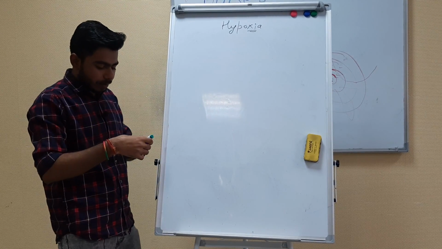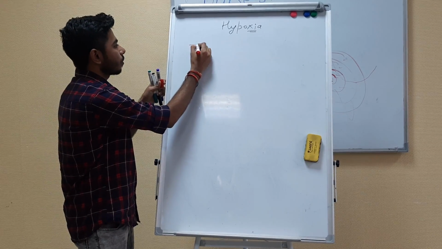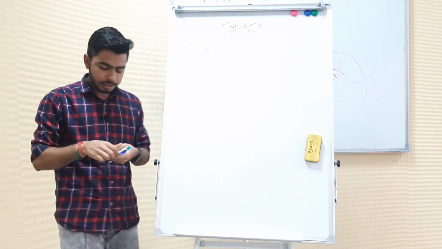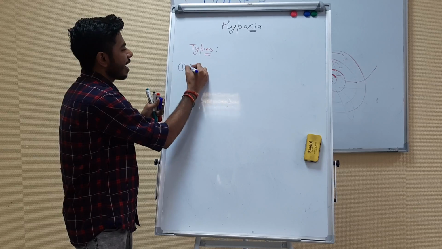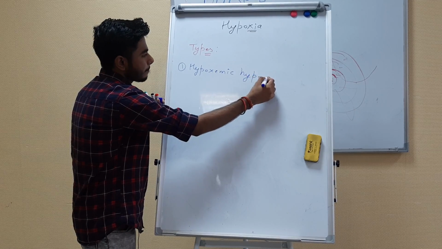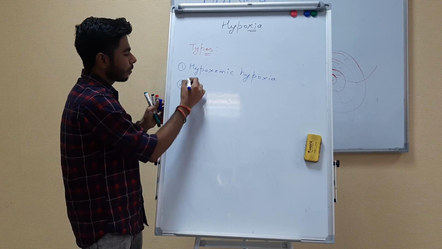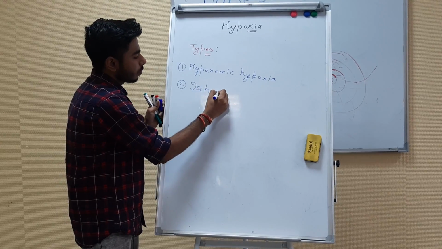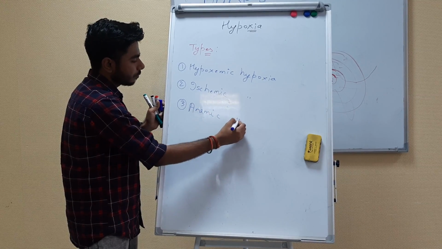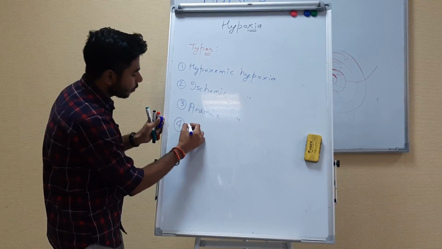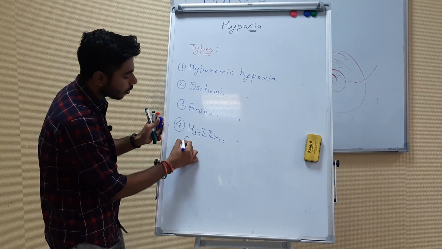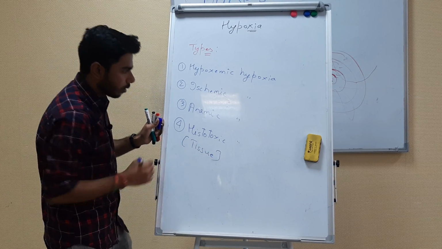Okay, so let's talk about the types of hypoxia. Basically we have the 4 major types of hypoxia: hypoxemic hypoxia, ischemic hypoxia, then anemic hypoxia, and then you have the histotoxic hypoxia, which you also call tissue hypoxia.